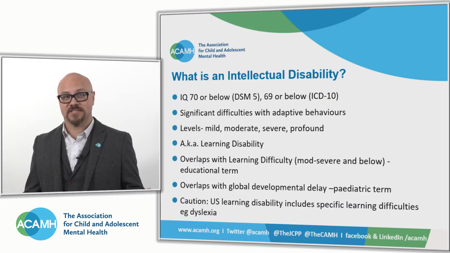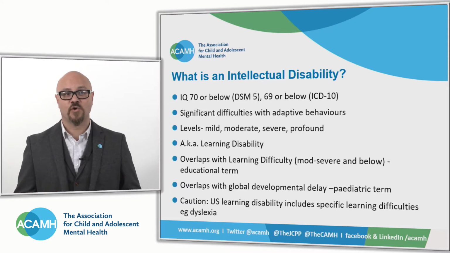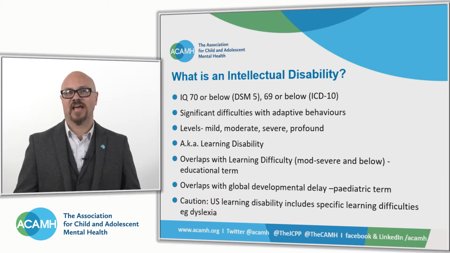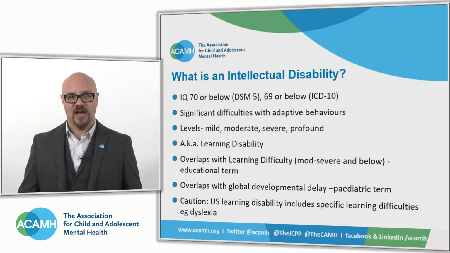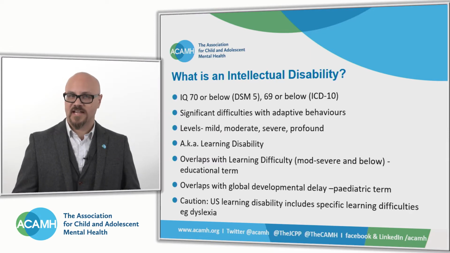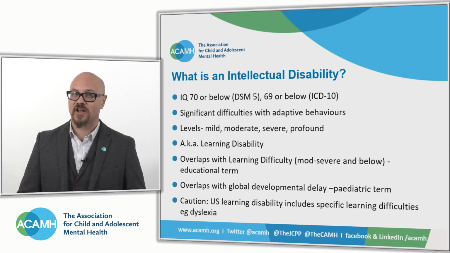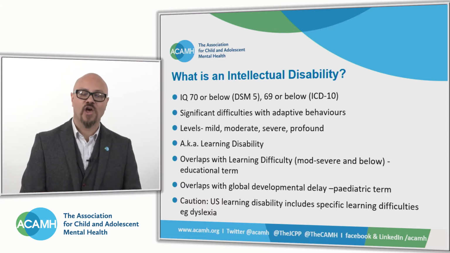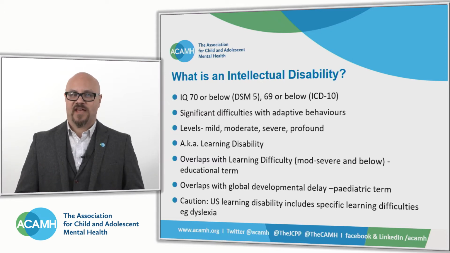So, what is an intellectual disability? An intellectual disability is an IQ of 70 or below within DSM-5, which is the American Psychiatric Association criteria. However, within the World Health Organization criteria, ICD-10, an intellectual disability is actually 69 or below. So there is a difference in an IQ point depending on which system you use. You also have to have significant difficulties with your adaptive behaviours.